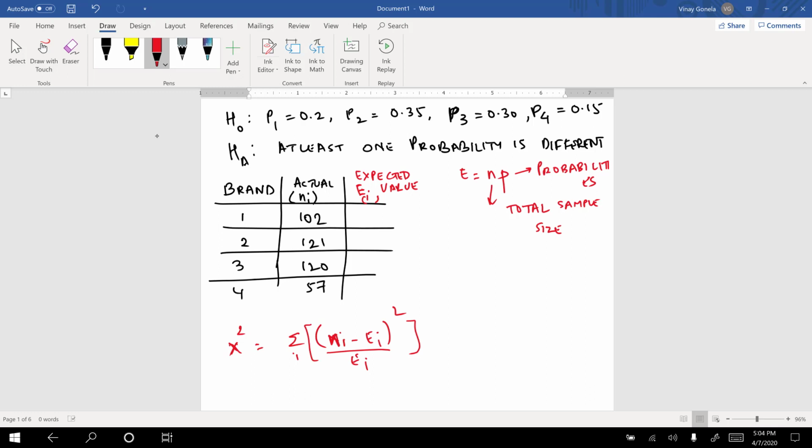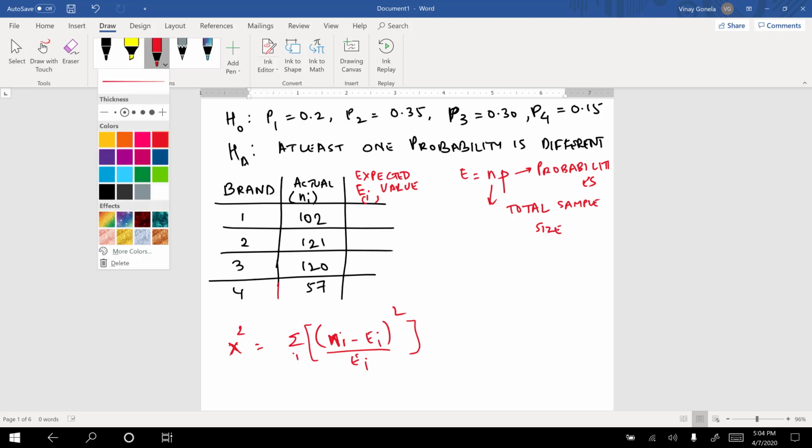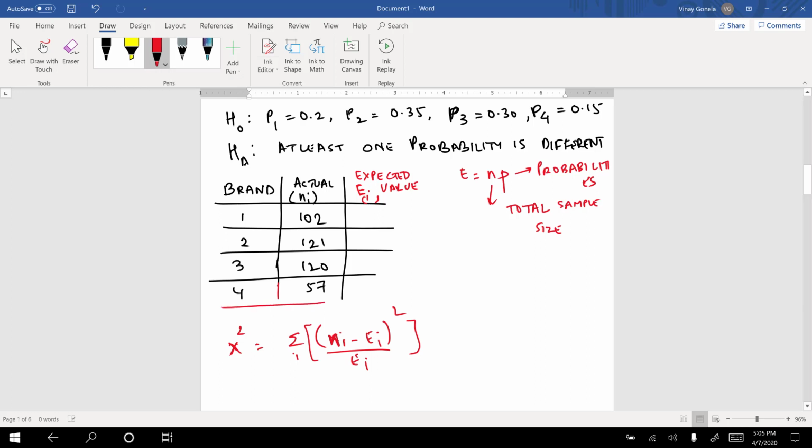Okay, so to calculate, the first thing is I need to get N. N will be the sum of all these numbers. So if I add 102 plus 121 plus 120 plus 57, this is going to be 400.